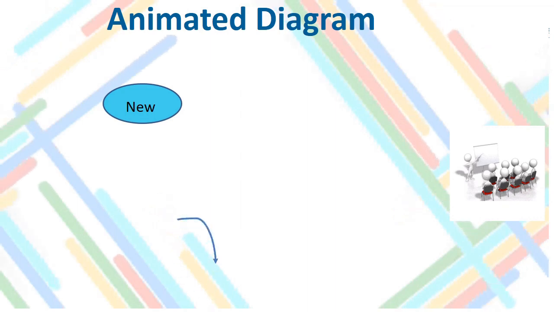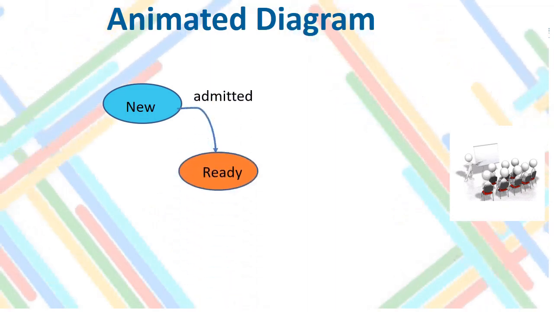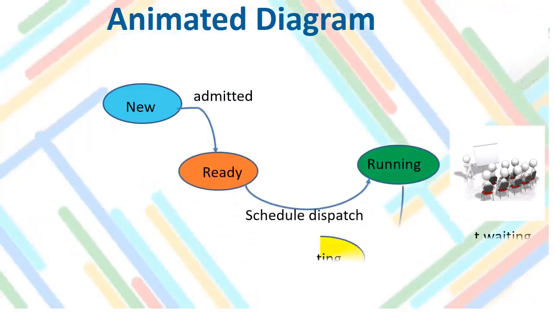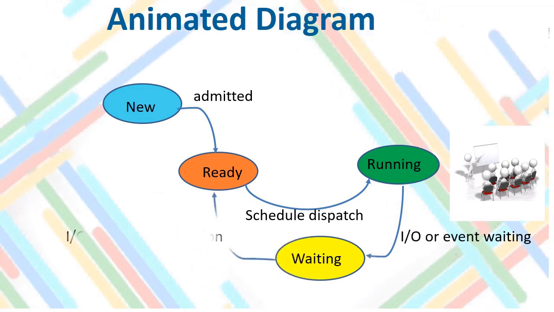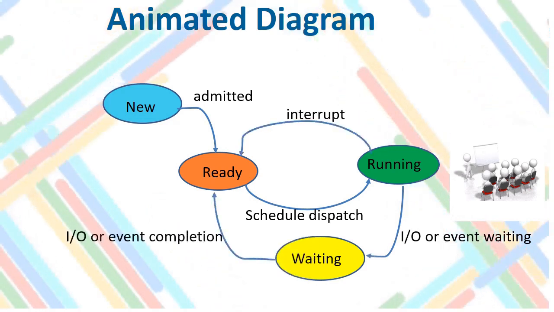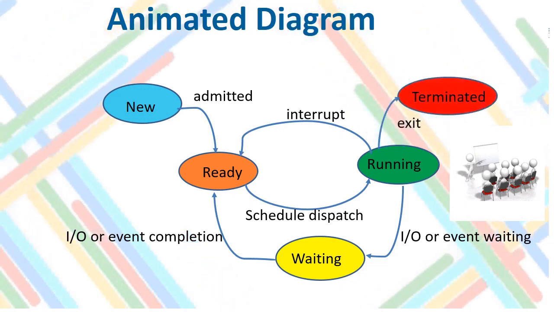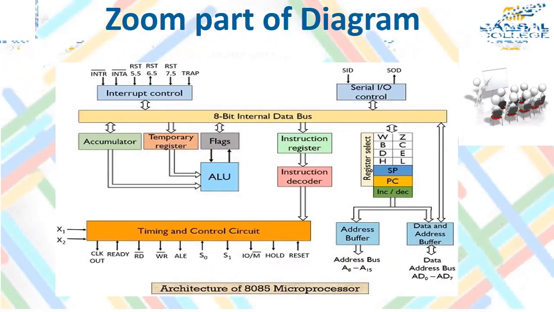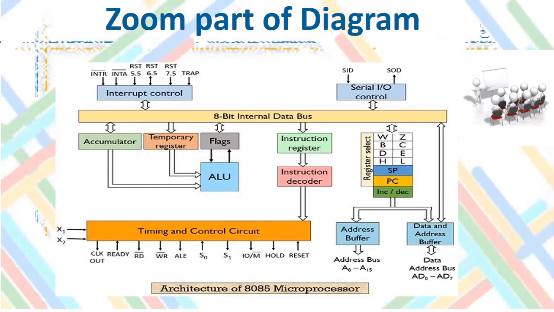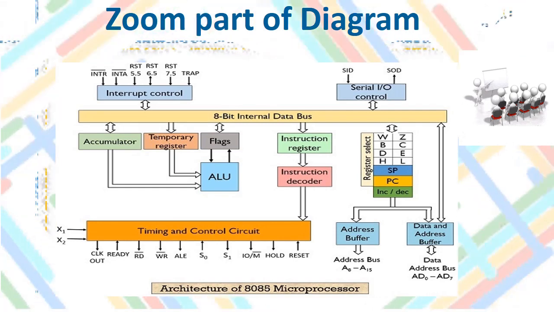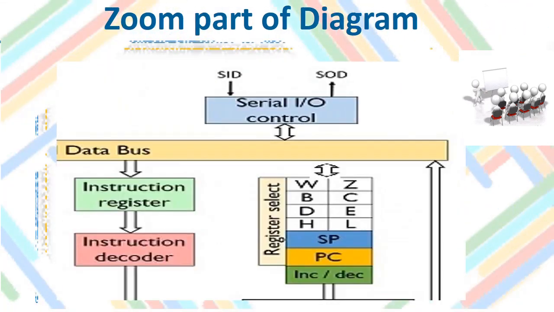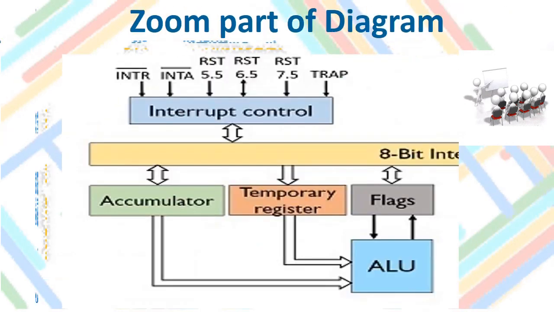Animated diagrams give the feeling of teaching in chalk and talk mode. We used to draw and explain simultaneously. This slide is showing the process state diagram. In online mode, it's very easy to explain a complex diagram by zooming into the specific part which we want to explain.